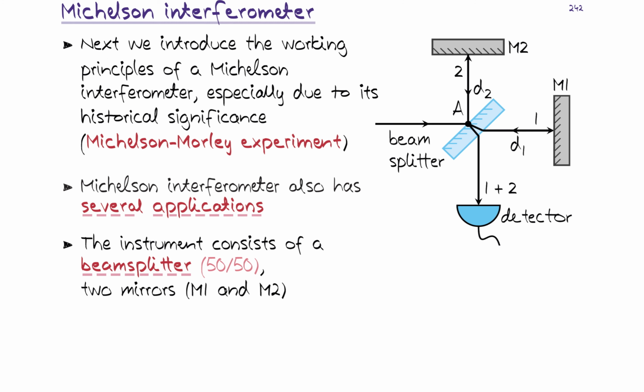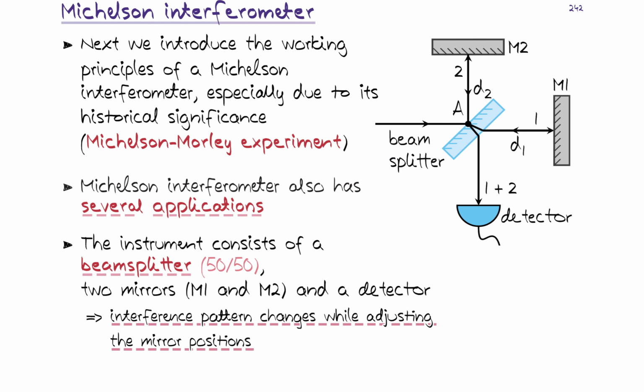So we have two mirrors, and we denote them in the figure as M1 and M2, and of course we have a detector. And what we are then measuring is an interference pattern, and that is changing while we are changing the mirror positions.